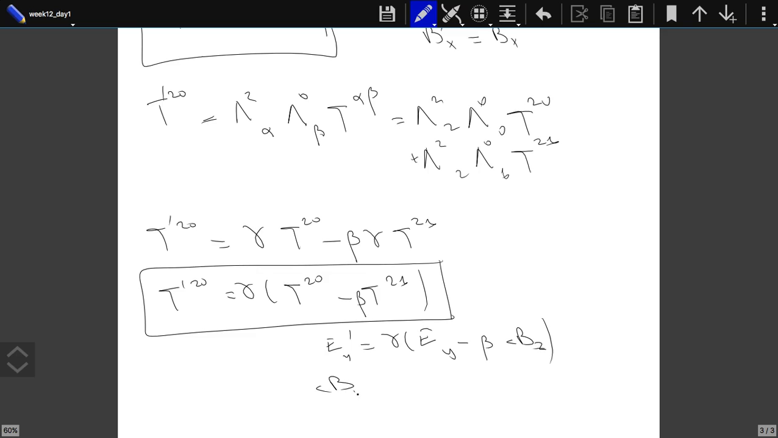Well, it also looks similar to this one. cBy prime is equal to gamma cBy plus beta Ez. Well, I can say that, okay, T20 is cBy and T21 is just minus Ez. Then again, I get exactly the same transformation property. And well, you can just continue like this, see how the 6 components transform. And it turns out that there are 2 possibilities.